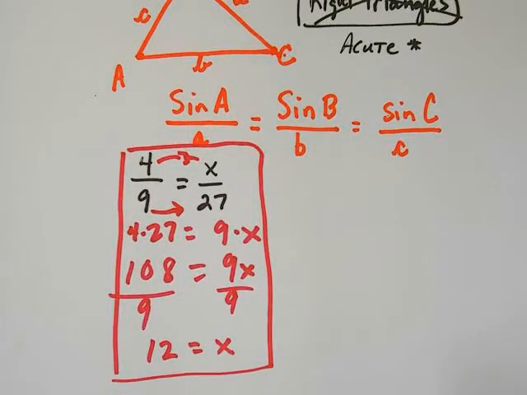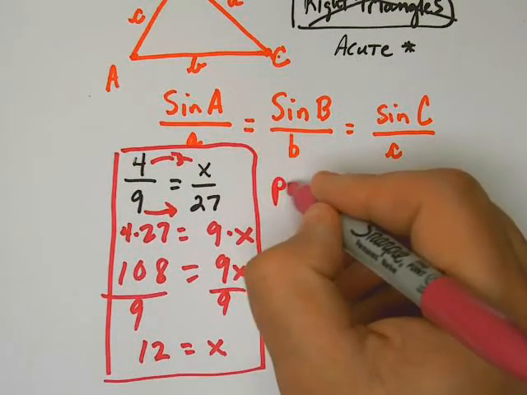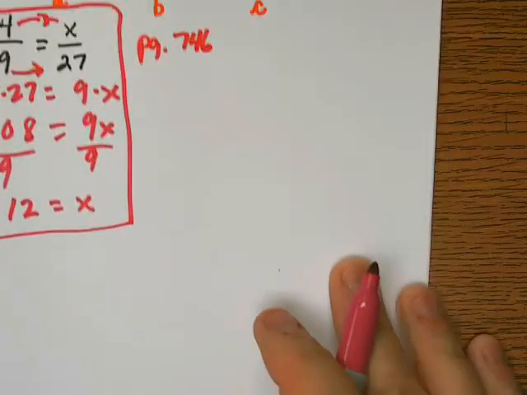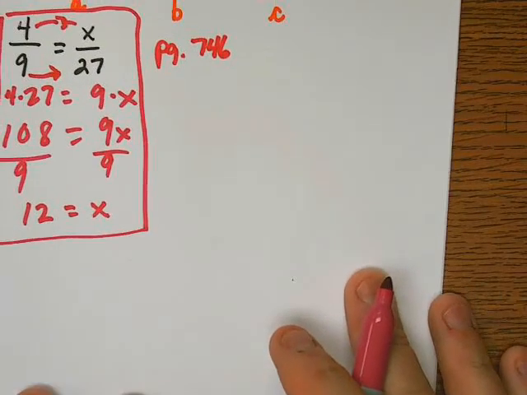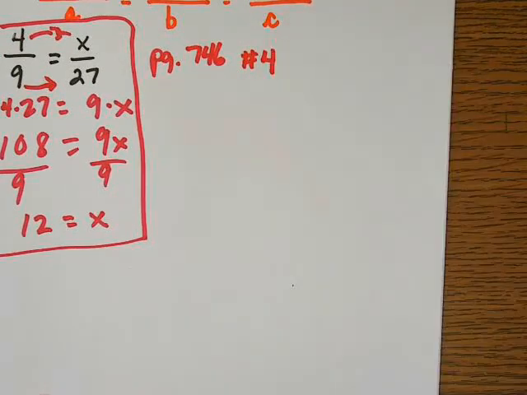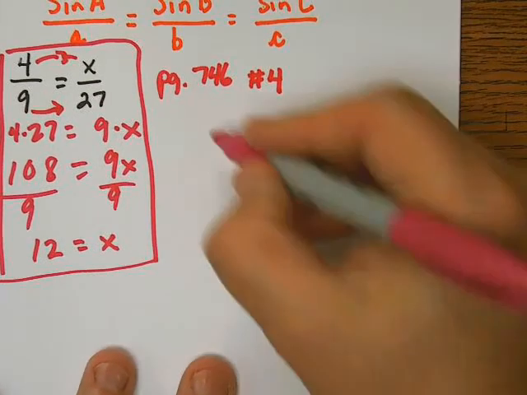Okay, good. So turn now in your book to page 746. Page 746. Let's move this all the way up to the top of the screen. At the top, you're going to see number 4. Let's work on this one together. Let me catch up to you and write down what they have.